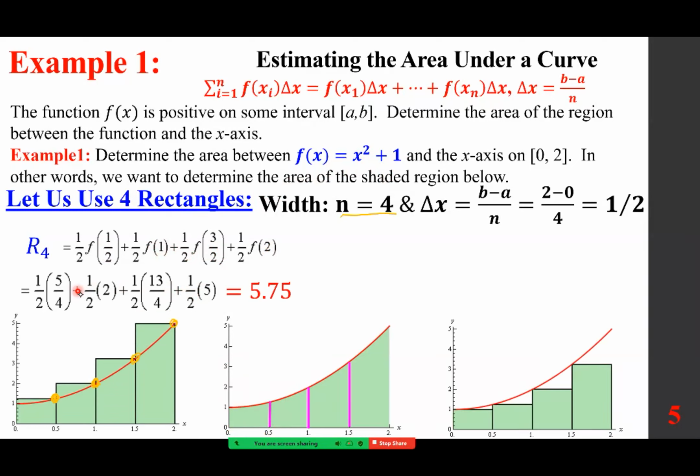We're going to do the same thing for the left endpoints. If you want to go with the left endpoints, this would be the height for the first one. This would be the height for the second, third, fourth. In other words, for the right endpoints, this one, this one, this one, and this one. Those are the heights. For the left endpoints, it is this one, this one, this one, and this one.